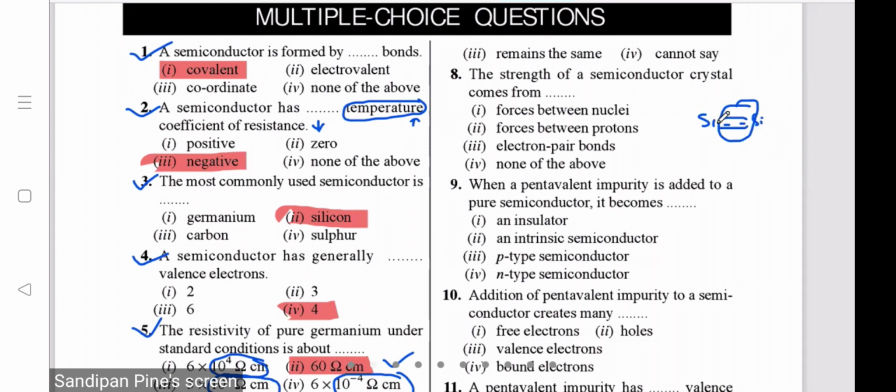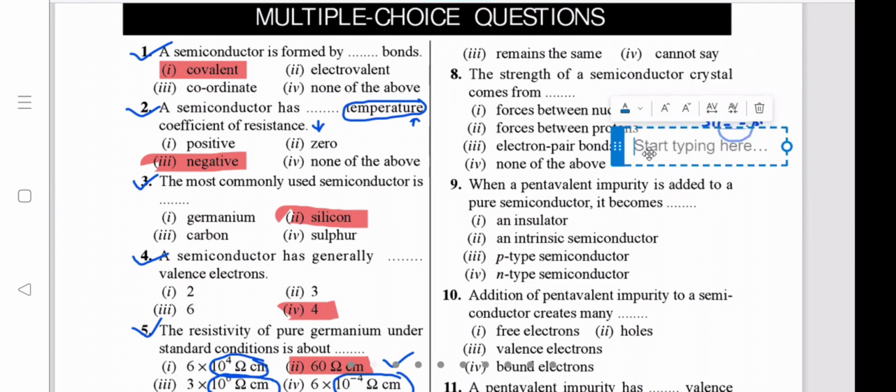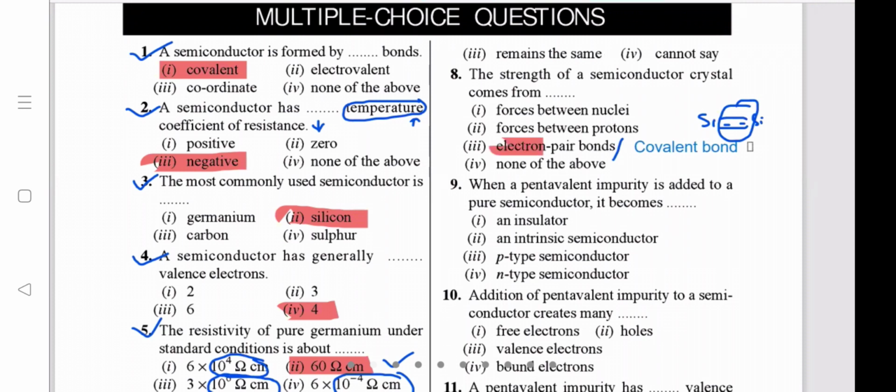So this is actually the covalent bonding, or electron-electron bonding, or electron pair bonding. So the answer will be either electron pair bond, or sometimes they may write covalent bonding also. The meaning is the same. So the answer will be electron pair bonds or electron-electron bonds or covalent bonds. So our answer will be this.